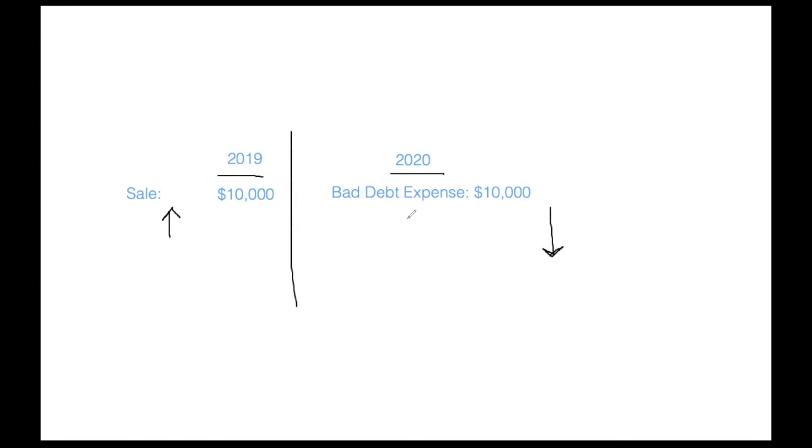The issue is that the expense is not matched into the same time period the revenue was made. Our net income for 2019 is $10,000 too high, and our net income for 2020 is $10,000 too low. This is called the matching principle. Expenses should be matched in the same time period as the revenue. And unfortunately, this happens with the direct write off method. The allowance method won't do this, and we will go over that in a little bit.